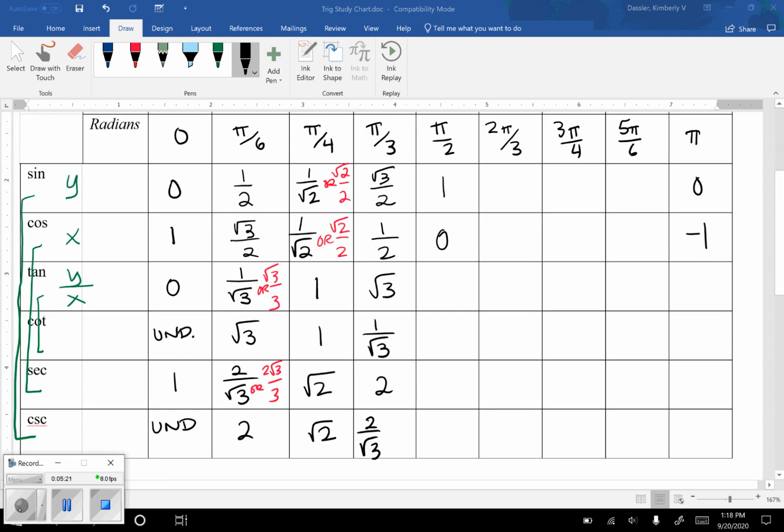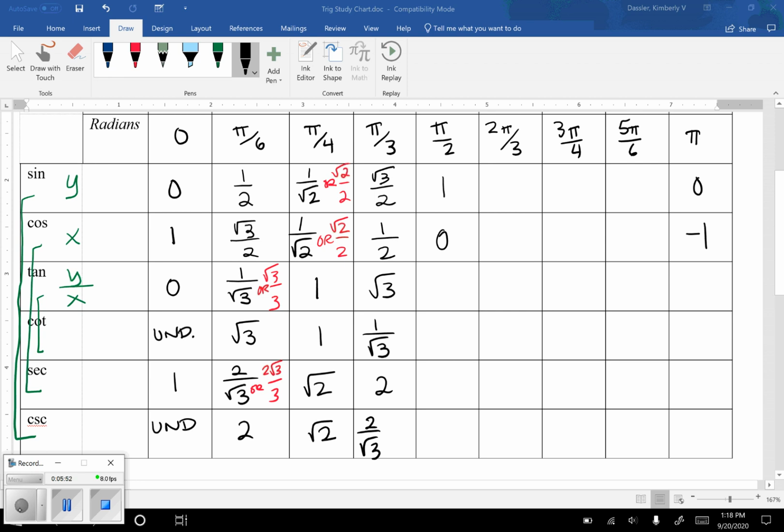So check your first quadrant, make sure that you've got the values correct. Notice that for the first quadrant, sine goes from 0 and grows to 1. If you think about it in decimals, it's 0, 1/2 is 0.5, 1 over root 2 is about 0.7071, and root 3 over 2 is 0.866. So it's growing from 0 through those decimal values up to 1.